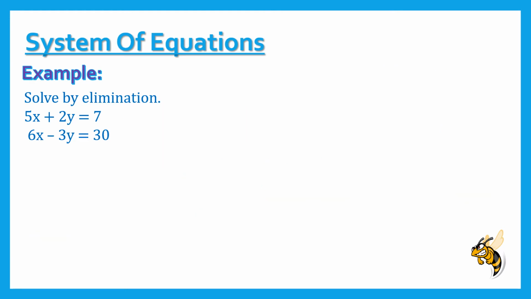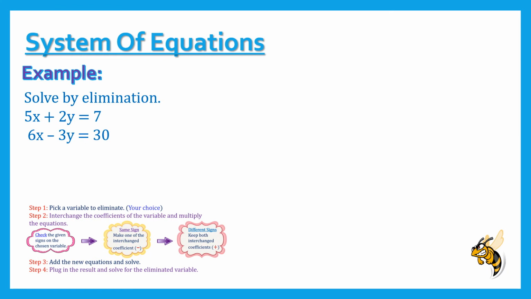Example, solve by elimination. 5x plus 2y equals 7. 6x minus 3y is equal to 30. And I'm going to do this example for a second time. But in this case, let's remind us of the rules.